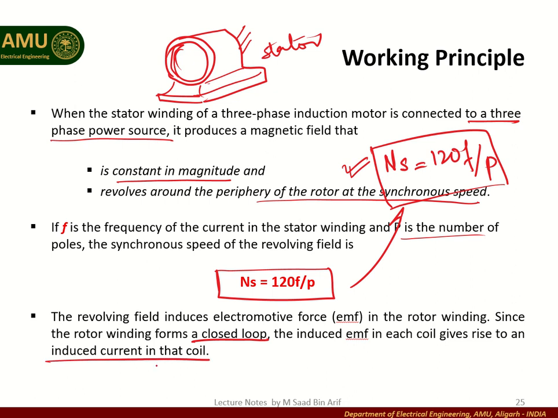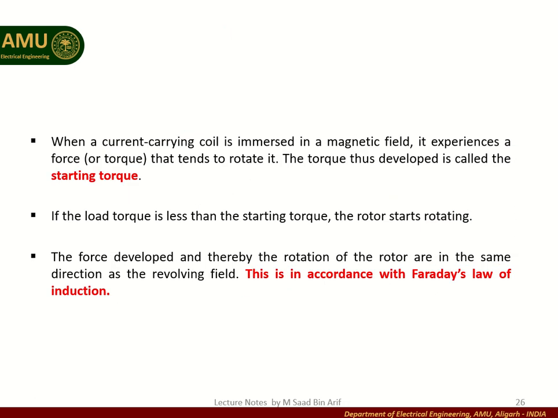So what will happen? The induced EMF results in current flowing in the coil. Now the condition is established: when a current carrying coil is immersed in a magnetic field, it experiences a force that tends to rotate it. The torque thus developed is called the starting torque.